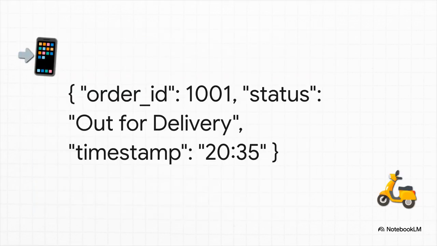Here we go, a perfect example. This is a little snippet of JSON. This is probably what the Hungry Now app's backend sends to your phone when it gives you an order update. You can see those little organizing tags, right? Order ID, status. It's got structure, but the actual content inside could vary a lot from one update to the next.